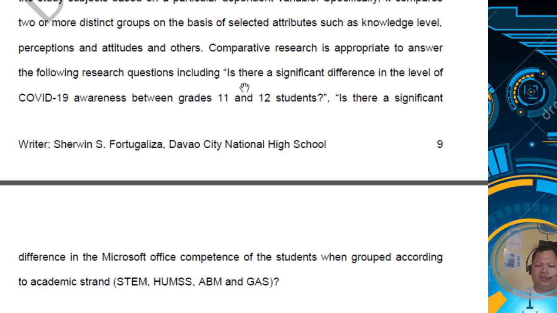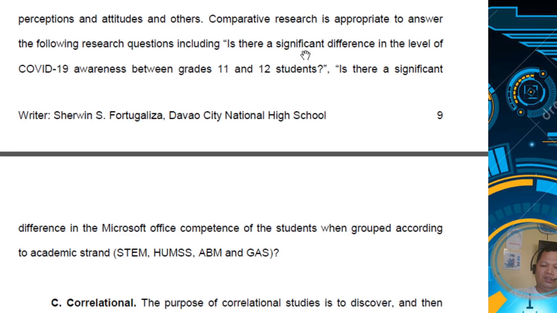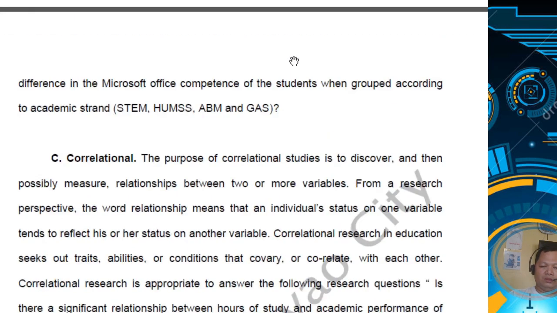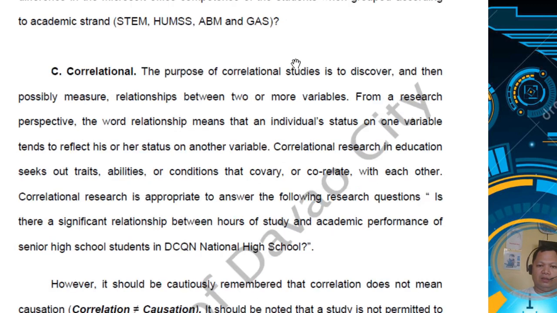Okay, I think you encountered this already in your statistics and probability. So when I talk about difference, you're going to measure. So I think you're familiar with the t-test. Okay, so that is the statistical tool that you're going to use in these questions to answer your study. Okay, so I hope you review your statistics and probability, especially this t-test.